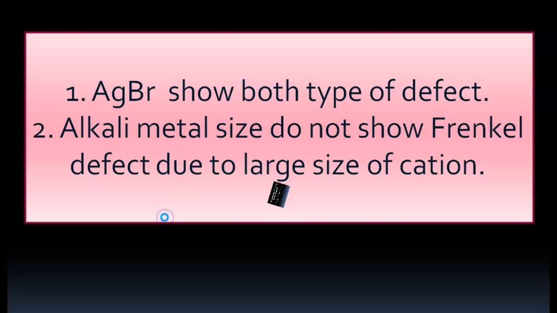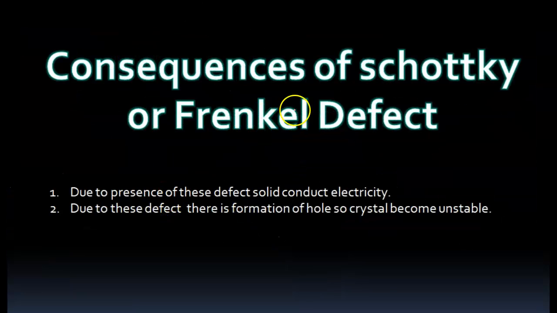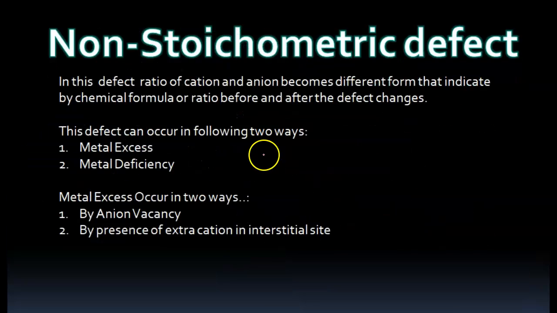Now next is the consequence of Schottky and Frenkel defects. Due to the presence of these defects, the solid conducts electricity. The second point is that due to these defects there is formation of holes, so the crystal becomes unstable. Now the next type of point defect is non-stoichiometric defect.